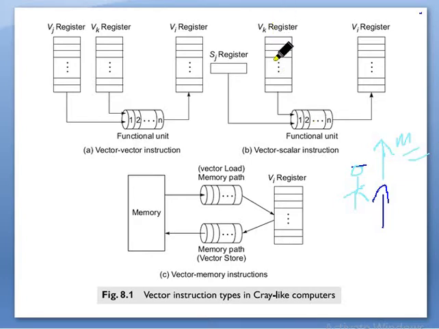Hence, one vector already has direction, one is a scalar. So what will we get? We will get a new vector which is in the same direction but with a different magnitude. Okay, that is called a vector with a scalar instruction.